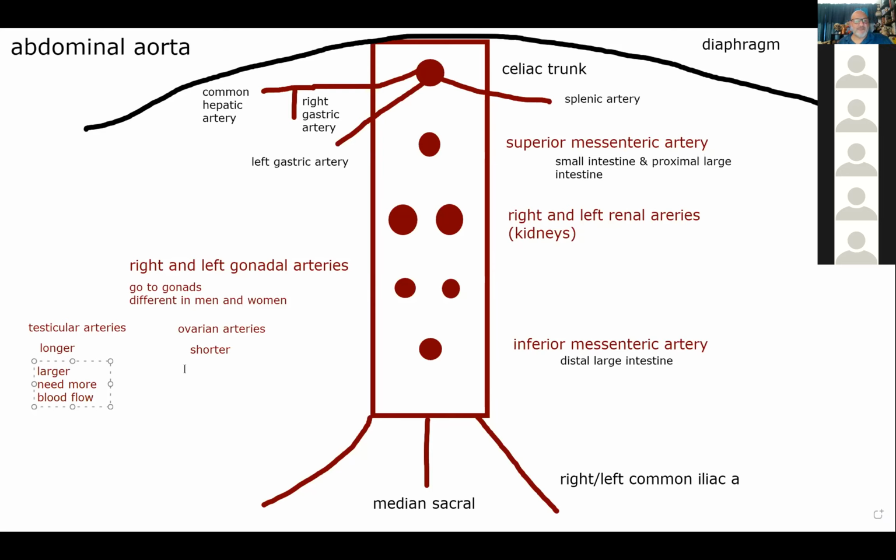Usually one. Yeah, typically one, absolutely. So not surprisingly, this is a much smaller blood vessel, there's less need because they're less metabolically active.